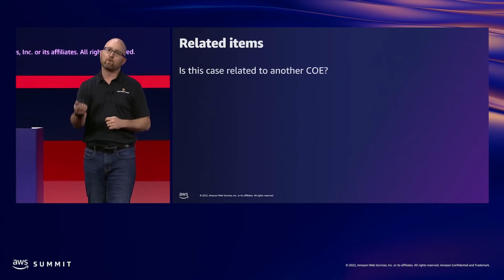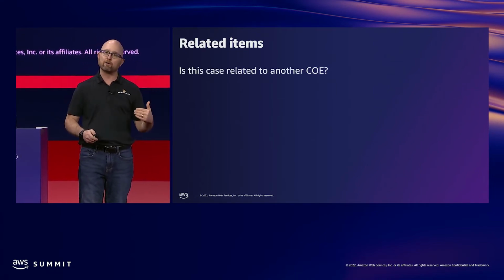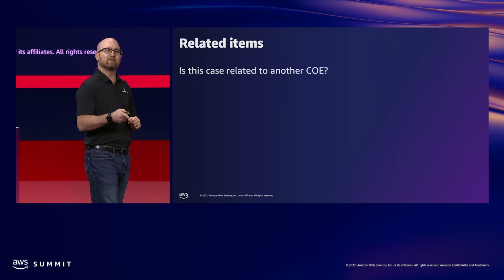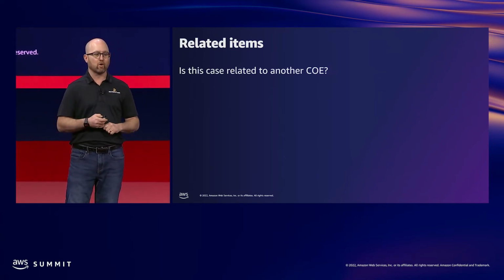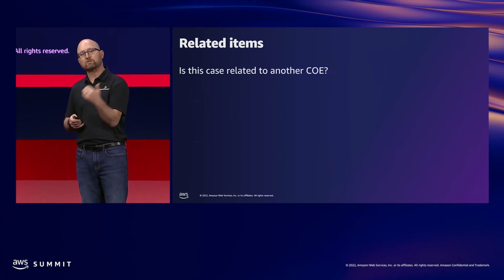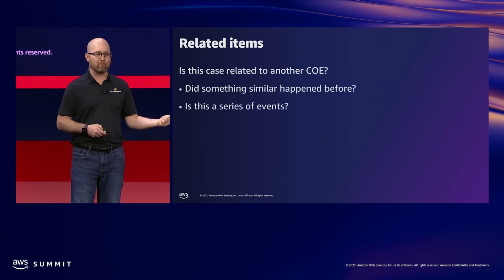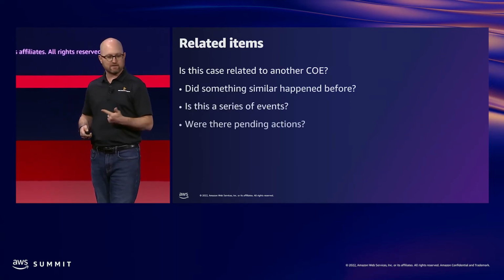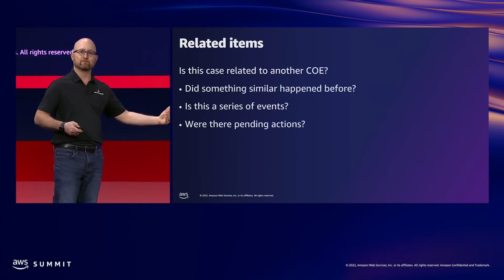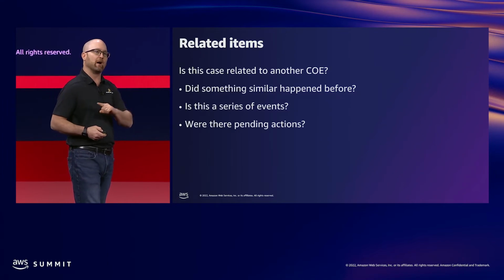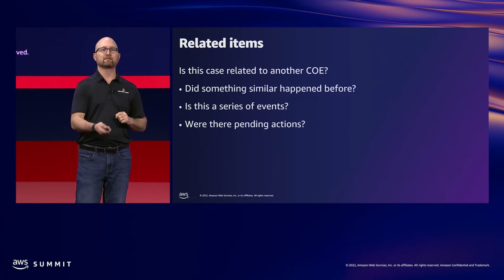And then we want to make sure at the bottom of the report we have related items. We talked a little bit about this before. There might be other information that you need to know that isn't in this report. So we want to link to other correction of error reports or other things that might be information outside of this report that we need to reference. Did something like this happen before? Is this a series of events? And are there pending actions from other COEs that we didn't complete? Right? Other things that we already knew about that we should have completed that we didn't, and as a result, we're living this existence again.